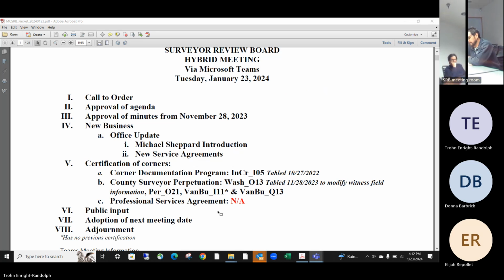All right, well, we'll move to certification of corners. We did review this with Mr. Shepherd, but again, this is our previous preservation type of approach, and we just went over them. Moving forward, we'll have Mr. Shepherd more involved with our board agenda. But right now, this is what we've been doing without a PS on board.